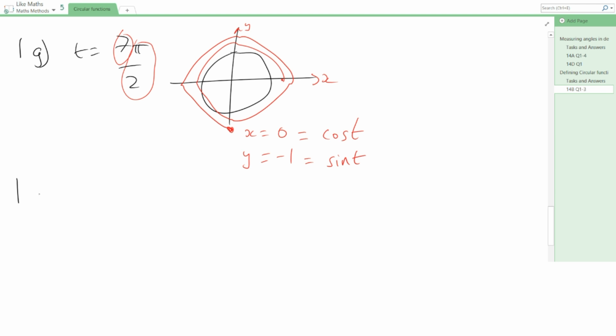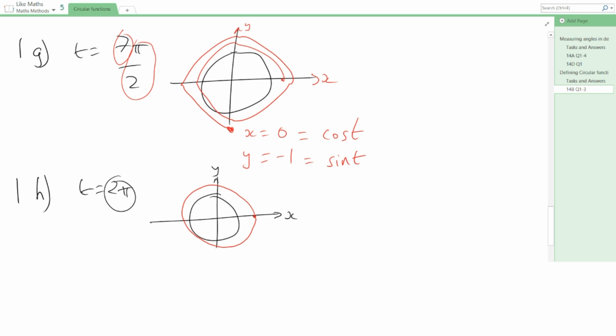Next one, h, t equals 4 pi, unit circle, y and x. We know that once around is 2 pi. So going around that way, anti-clockwise because it's positive, round back to here again. So on this unit circle, x is 1 and y is 0. y equals sine of t, and x equals the cos of t.